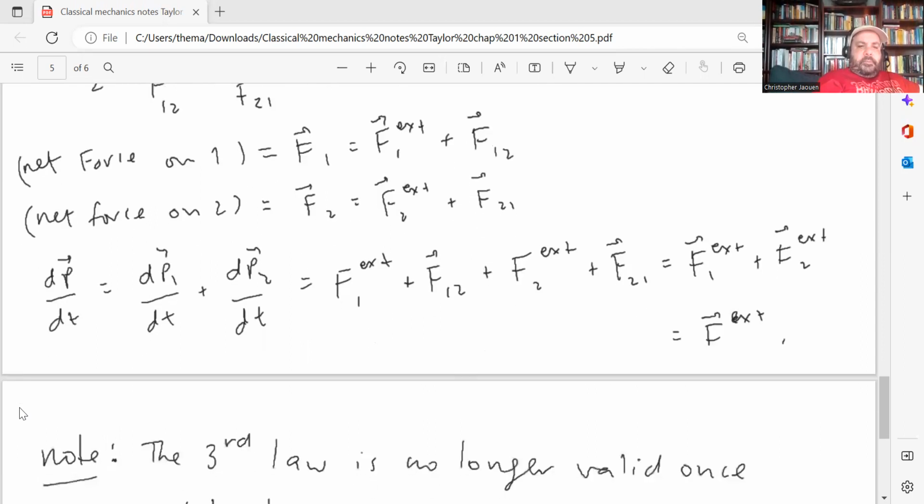And if you take the total momentum, that would be P1 plus P2. If you take the time derivative of that, you get the time derivative of P1 plus the time derivative of P2. That's the total time derivative of the momentum of the system. And here you get this sum here, but notice F12 cancels with F21 by Newton's third law. So that reduces to the sum of the external forces. So again, if the external forces are zero, then the total momentum of the system is constant.